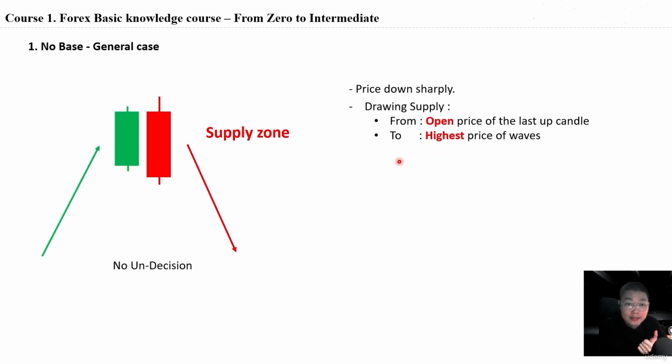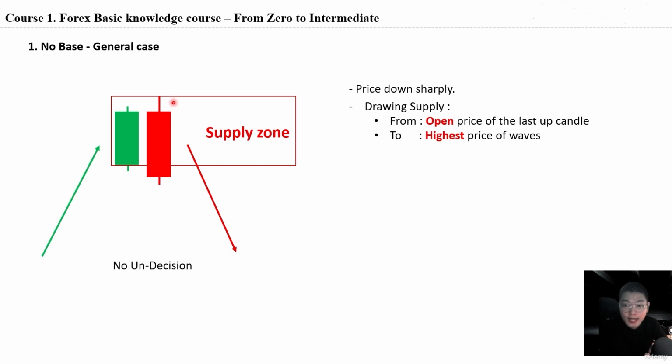And the next one is the first case. Here is no base and the general case. General case means that the last up candle and the first down candle are quite the same size together, with no big candle in this one. For this one, you need to confirm that price goes down quite sharply after the supply zone. And how to draw it? You need to draw from the open price of the last up candle, this level, to the highest price of the wave, this level, and we will have the supply zone like this.